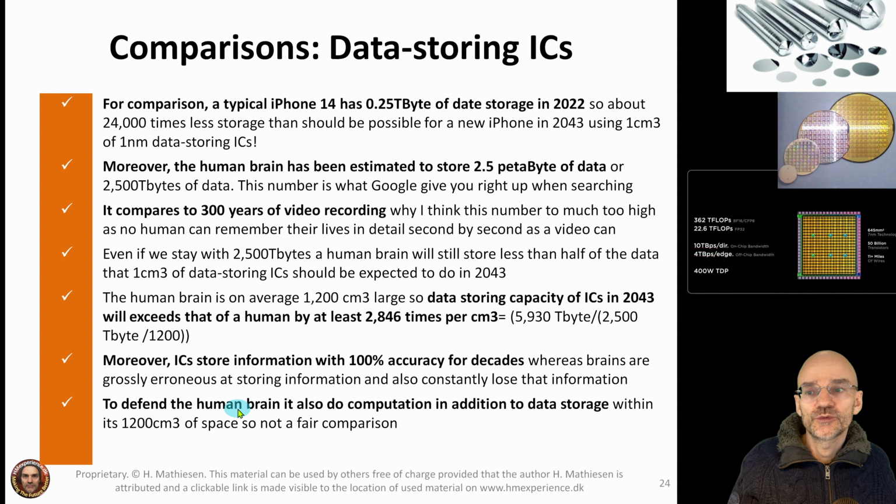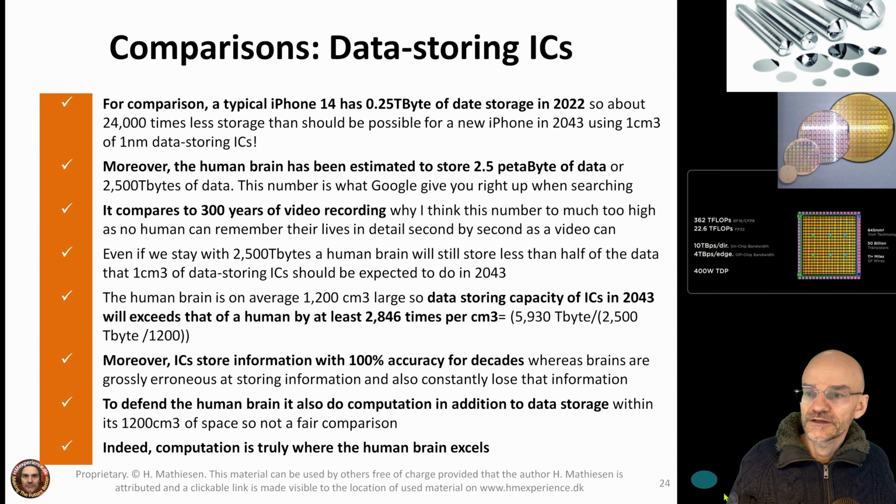Well, to defend the human brain, and that's a big defense of it, the human brain also does computation in the limited space we have in those 1,200 cubic centimeters. And really, computation is where the human brain excels. So let's take a little look at that.